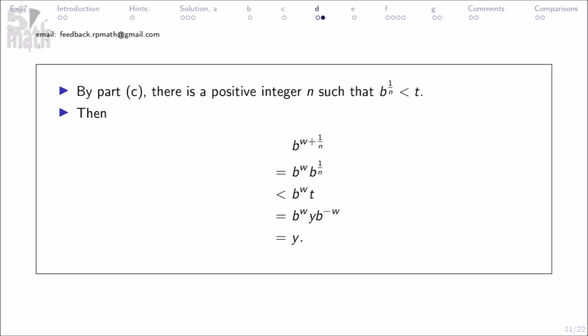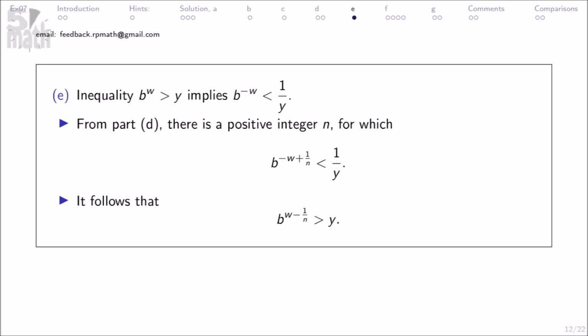By part C, there is a positive integer n such that b to the 1 over n less than t. Then, b to the w plus 1 over n equals b to the w times b to the 1 over n less than b to the w t equals b to the w y b to the minus w equals y.